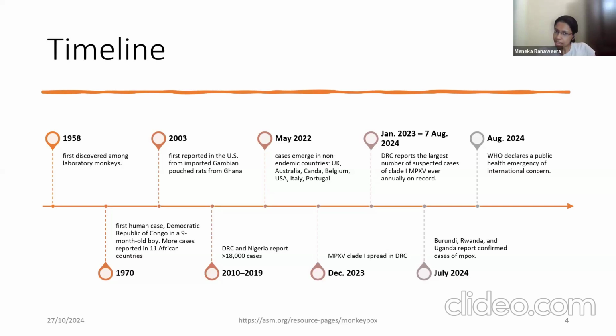But this outbreak slowly died down. Then in December 2023, monkeypox virus clade 1 started to spread again in Congo, and it has been steadily increasing, including in other African countries. So in August 2024, WHO again declared this a public health emergency of international concern. So this is a bit of the background regarding how things stand.